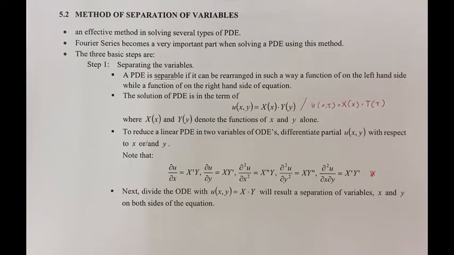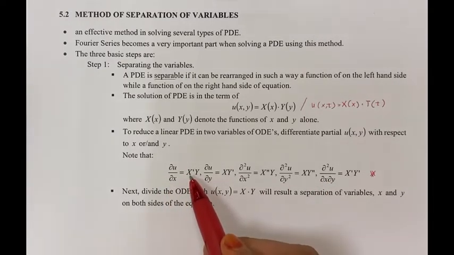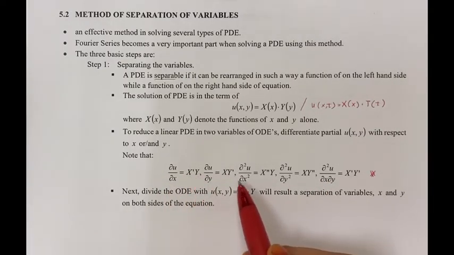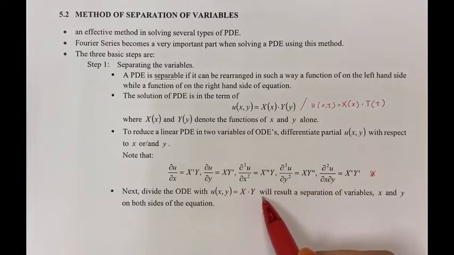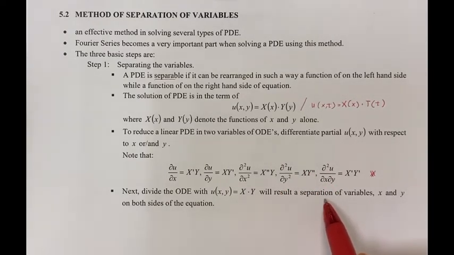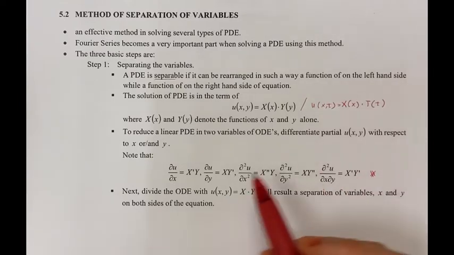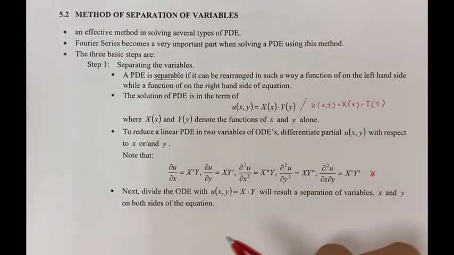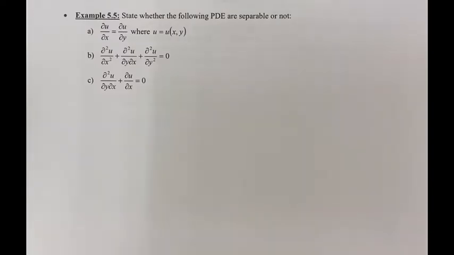So remember this. Next, divide the ODE, divide everything here, with u(x,y). Divide X prime Y by XY, each of them divided by XY will result in a separation of variables, x and y on both sides of the equation. We will see a few examples in example 5.5 on how we can separate the variables x and y.